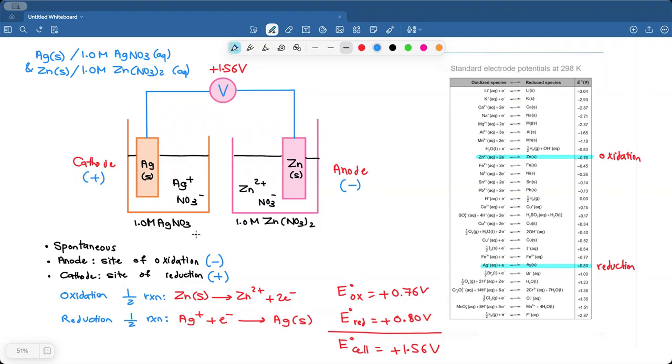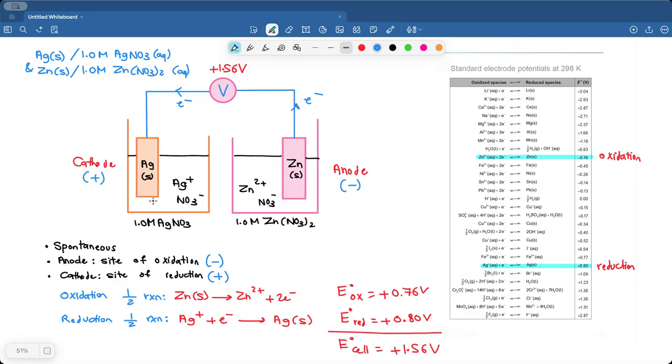Now, another thing we have to show is the movement of electrons. Electrons always move from the anode to the cathode through the wire. So this is the movement of electrons. The reason is that the anode is the one that lost the electron, and the cathode is the one that wants to receive the electron. Okay, so our cell is pretty much finished.